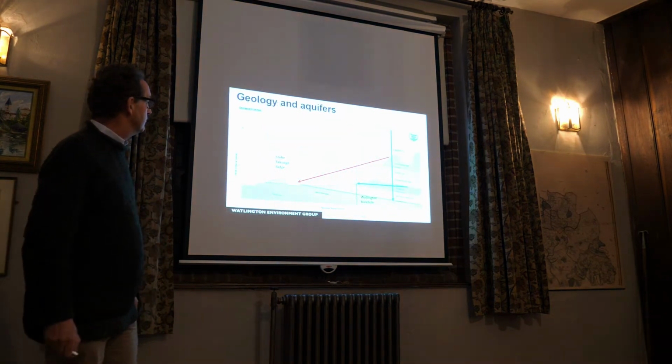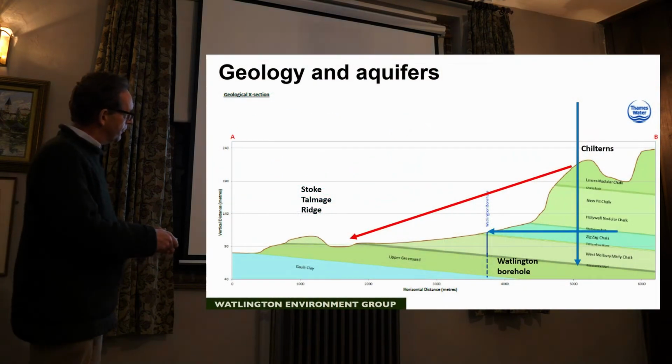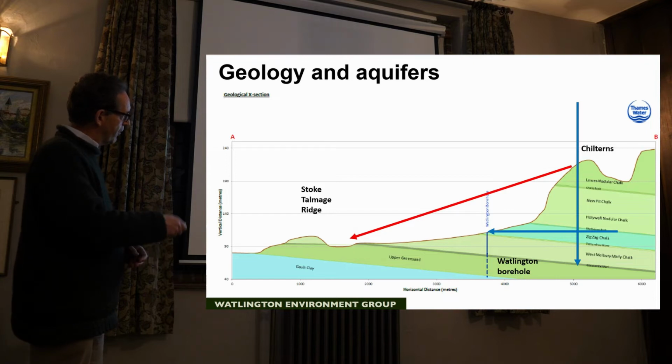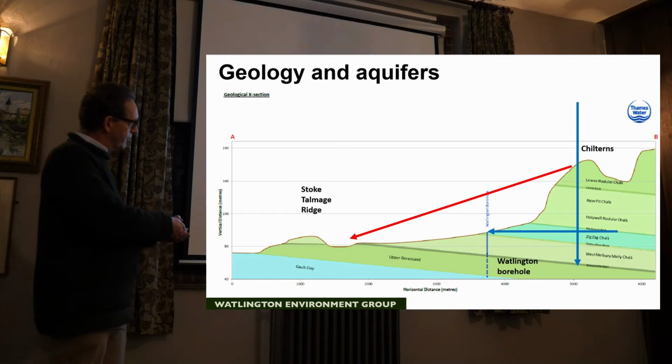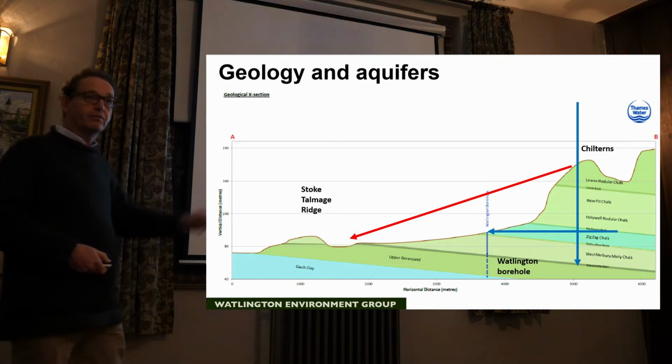If we look at the geology of the aquifers, this is a cross-section through. So here's Watlington Hill, this would be the White Mark, down here is Watlington, and down here Cookson, Stoke Talmage Ridge. So the rain falls, it goes down through all these chalk layers. There's something called the Tottenham Stone just here, which actually brings it to the surface. So water goes down, fills up, and comes out here at Watlington.